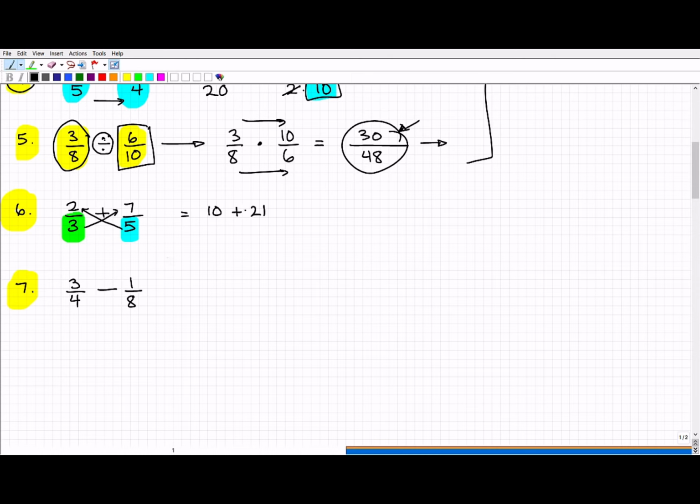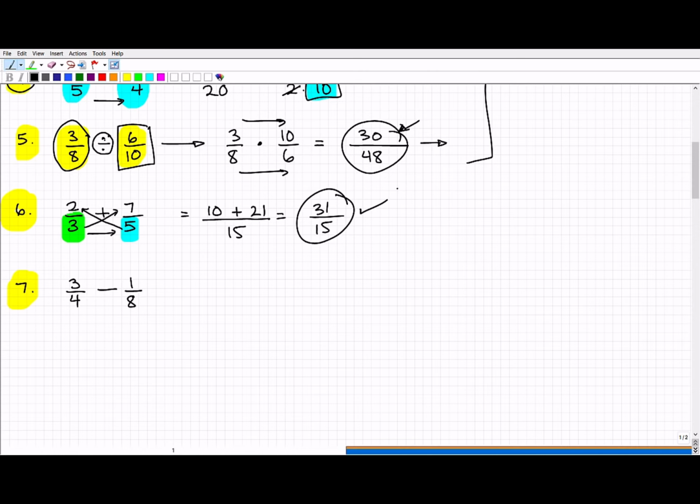This is our numerator, so we're going to draw a little fraction bar. Now to get to our denominator, we just simply multiply the bottom numbers. Okay, so 3 times 5 is 15. And we just simplify this. 10 plus 21 is 31 over 15, and you're done.